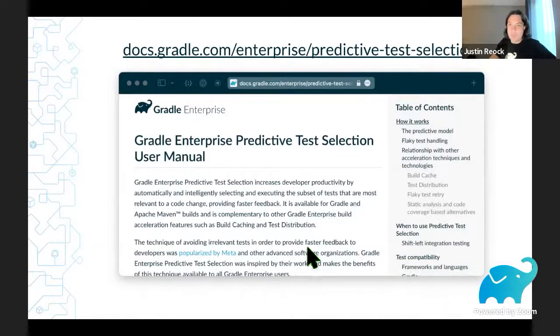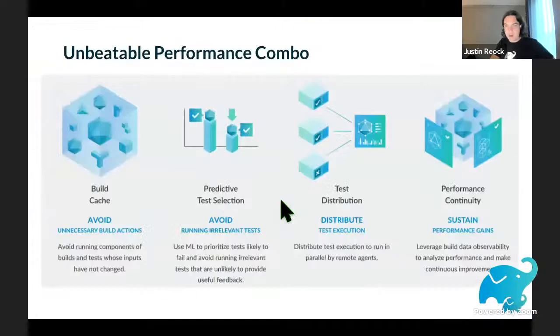So great. Let's start with a question that came up around revisiting the build cache. Can you repeat what you said about the relationship specifically between stuff that gets cached and stuff that gets selected? Maybe the more general question: how are the build cache and predictive test selection related?